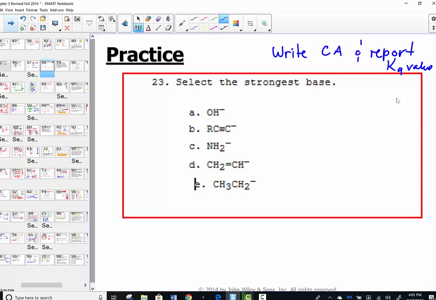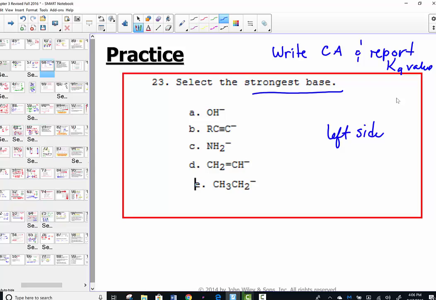Select the strongest base. Just check trends. You have hydroxide, a triple bond, an amide, a double bond, and a single bond. Who is the strongest base? Look on the left side of your pKa chart and you'll see the strongest base is the conjugate base from the weakest acid.